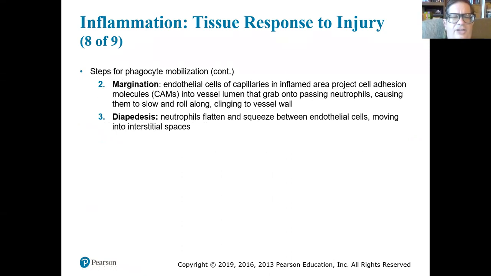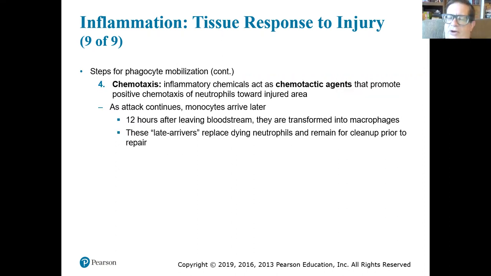The next thing, you're going to have margination. The endothelial cells in the wall of the capillary itself start sticking out. Remember, they're normally smooth, slippery, everything slides by. They start putting little projections, little cell adhesion molecules, out that will try to grab onto the neutrophils and slow them down, stop them. This will cause the neutrophils to stick to the wall and roll along slowly until they finally flatten out and squeeze through the clefts between the cells. We call that process diapedesis. Remember that word, it's a good word to know.